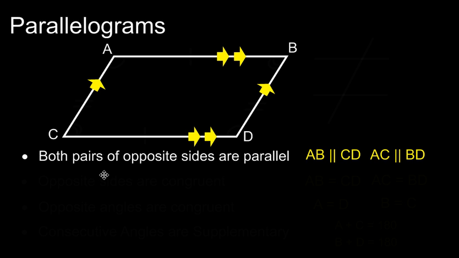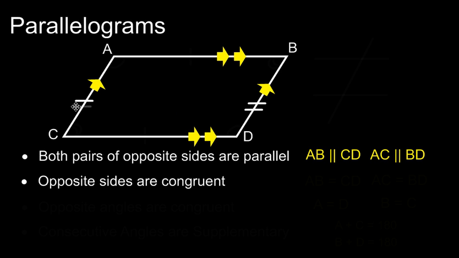The next thing we know is that opposite sides are congruent. So AC is going to be congruent, or the same size as BD. And AB is going to be the same size as CD, but not necessarily the same size as the other two. So AB is equal to CD and AC is equal to BD.